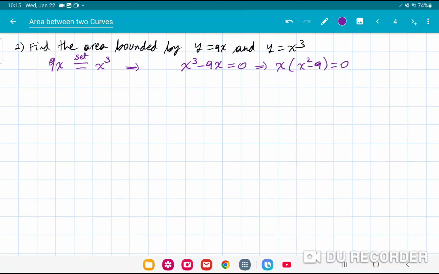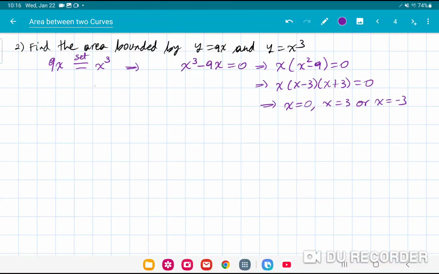X squared minus 9 also factors. That factors as x minus 3 times x plus 3. This says that x equals 0, or x equals 3, or x equals negative 3. So these functions intersect in 3 different points: at 0, at 3, and at negative 3.